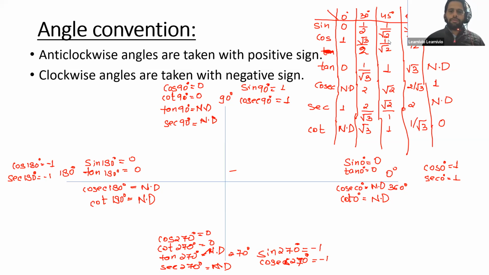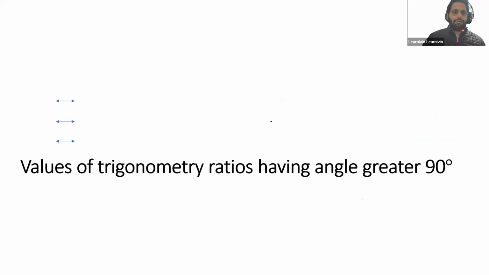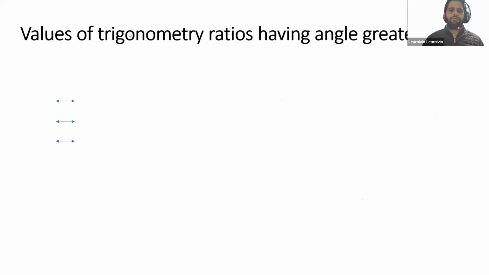Okay, then we will start the next topic. Values of trigonometric ratios for angles greater than 90. We are discussing this. So whenever we have an angle which is greater than 90, there is a particular method to find the value of that.